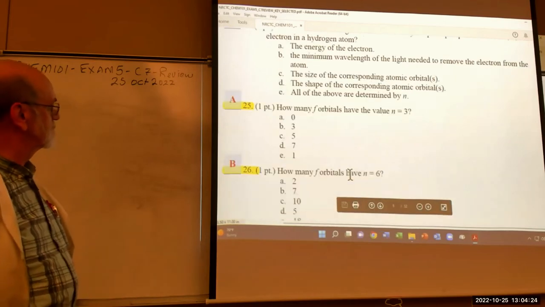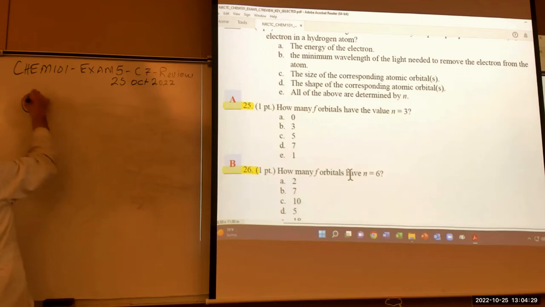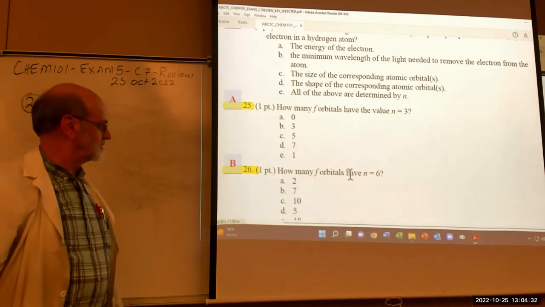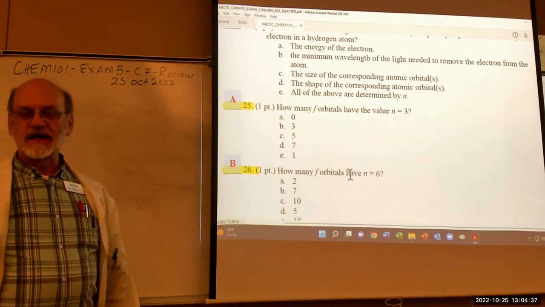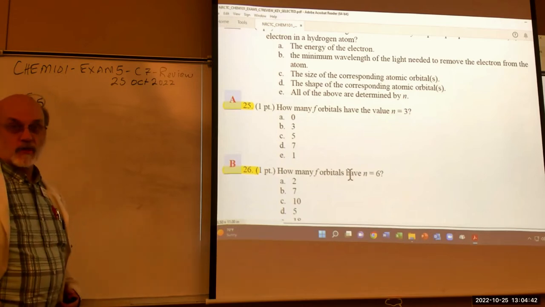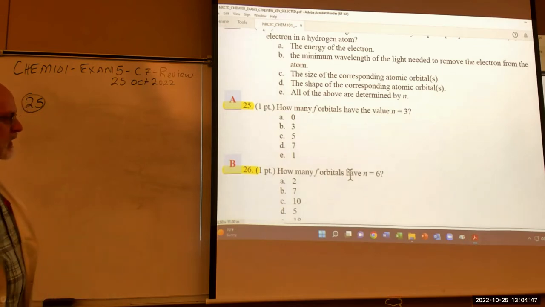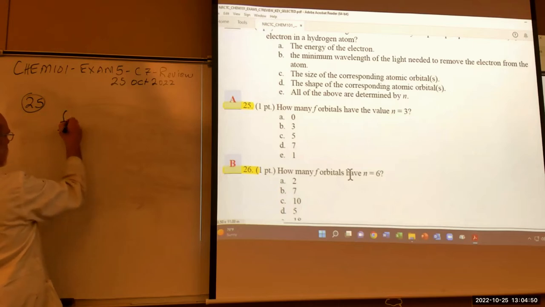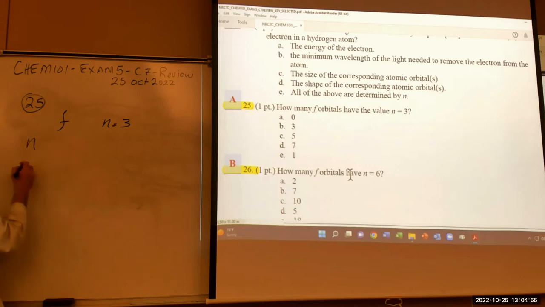25. Okay. We're in the realm of electronic configurations, right? How we're building atoms again. So how many F orbitals have the value N equals 3? So you got F orbital with N equals 3. Remember how they go. You got N, L, M sub L, and M sub S.